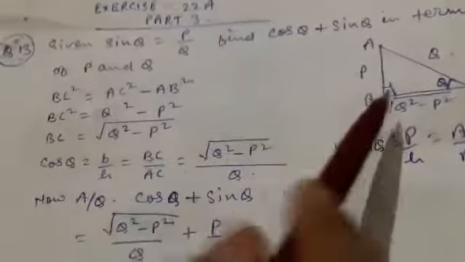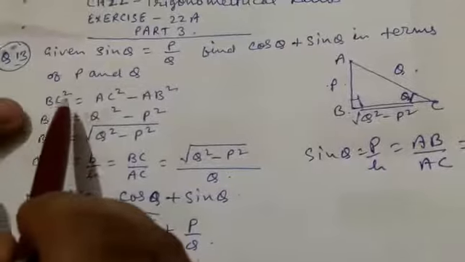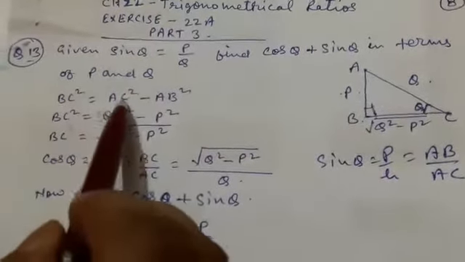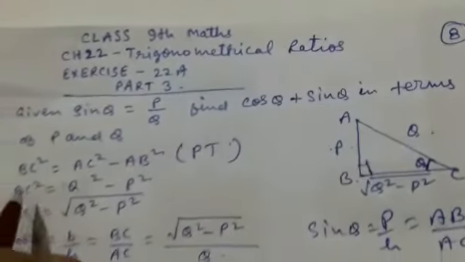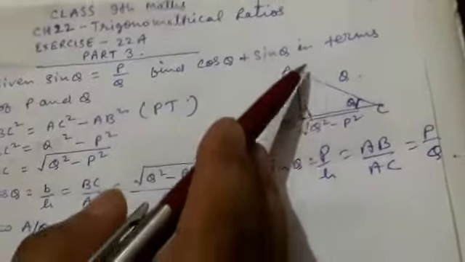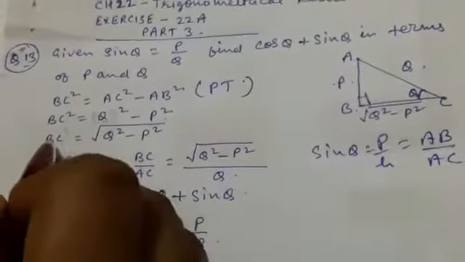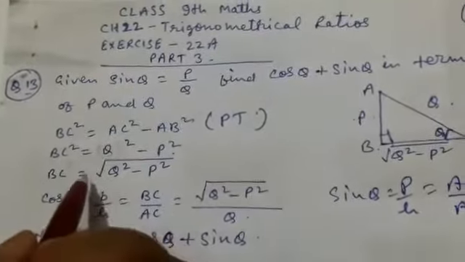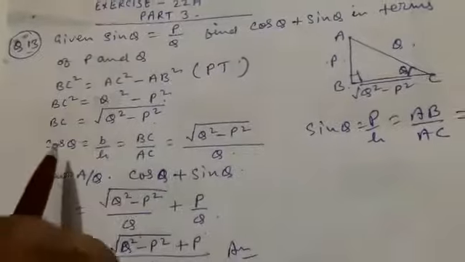Now we have to find out the value of BC. So BC square is equal to AC square minus AB square by Pythagoras theorem. BC square, means base square, is equal to hypotenuse square minus perpendicular square, means Q square minus P square. So BC is equal to root over Q square minus P square. Now let us put in their values.